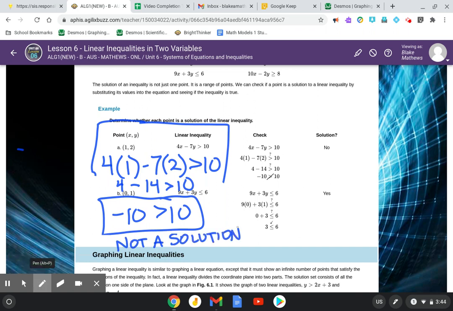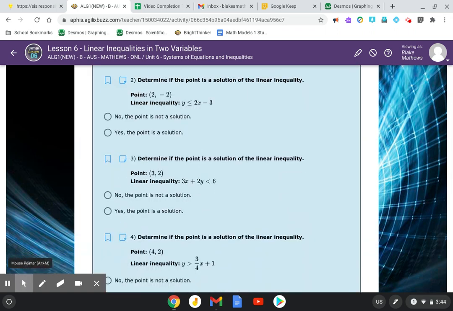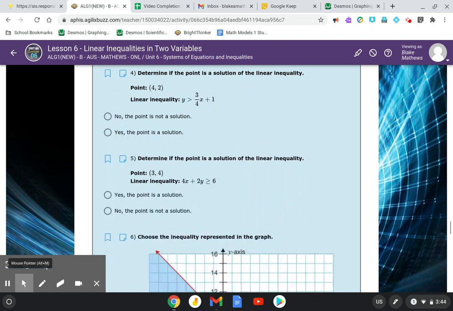So that's what you're going to do for your first set of problems. I'm going to scroll down here and show you. You're going to be given a linear inequality and an xy point. So you need to take 2 and negative 2 and put them in for the values of x and y. So x is going to go in right here, y is going to go in right here, and then you're going to work it out. At the end, if the statement that you get is a true statement, then you're going to put yes. If it's a false statement, you're going to put no. And that's what you're doing for numbers 2, 3, 4, and 5.